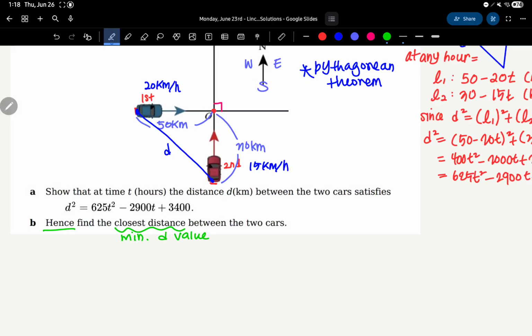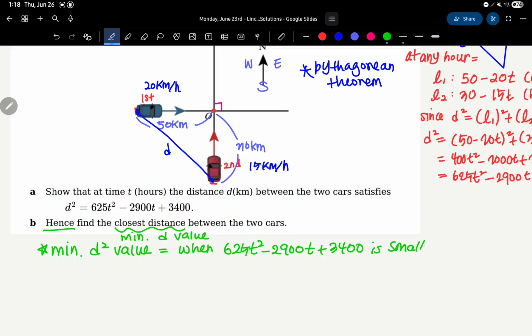If we want to get the minimum d value and we only know this equation, that means we automatically need to get the minimum d squared value, right? That means minimum d value. So, what does that mean? When 625t squared minus 2900t plus 3400 is smallest. Exactly. So what does that require us to do?